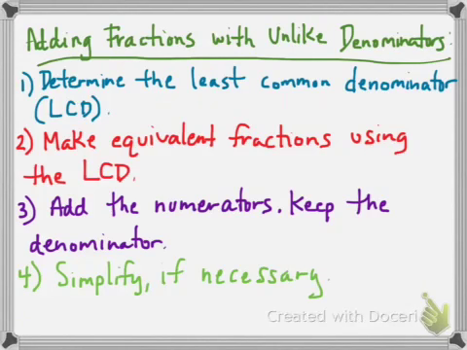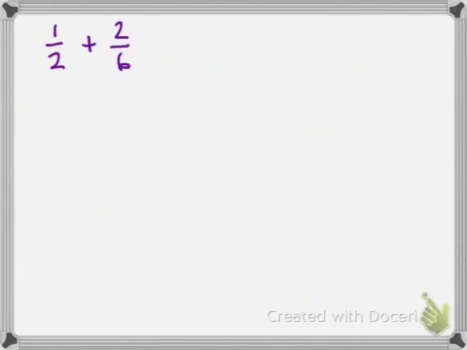So let's move on to adding fractions with unlike denominators. Step 1, determine the least common denominator, otherwise known as the LCD. Step 2, make equivalent fractions using the LCD. Step 3, add the numerators, keep the denominator, so you don't add the denominators. Step 4, simplify if necessary. So let's do this example together. 1/2 plus 2/6.